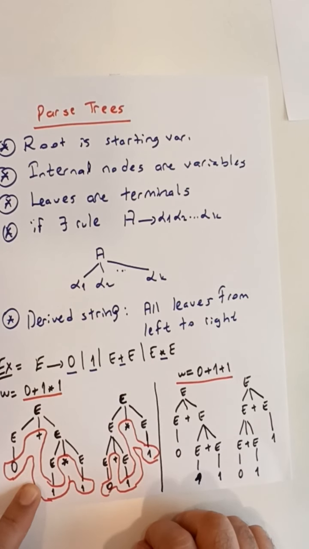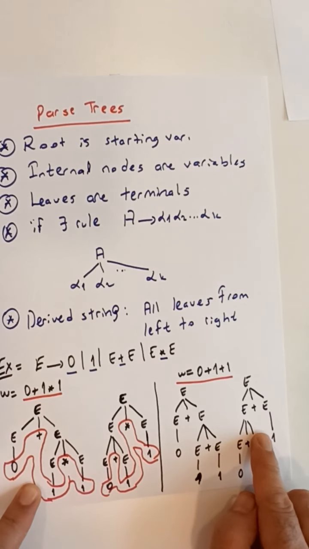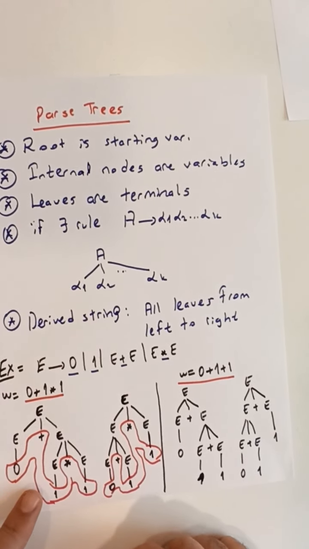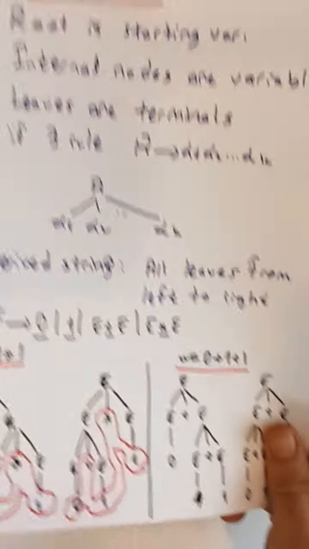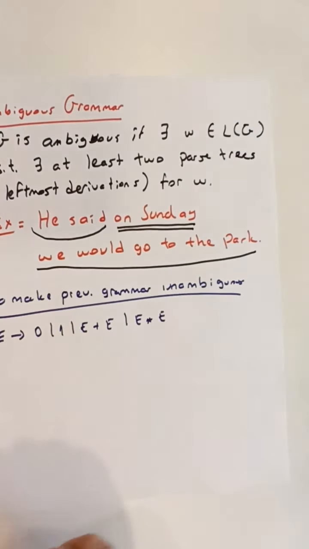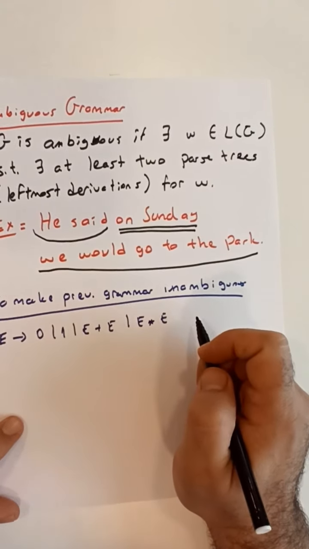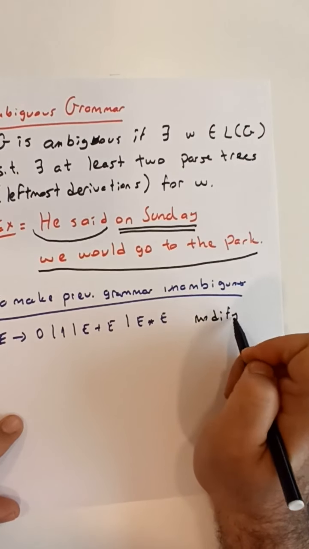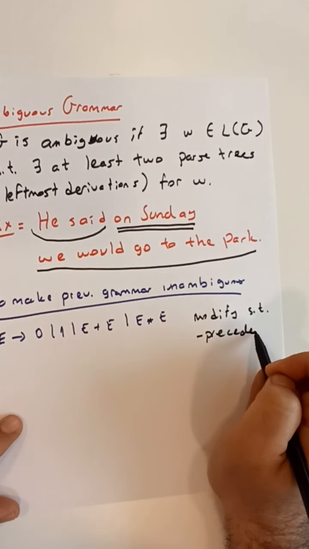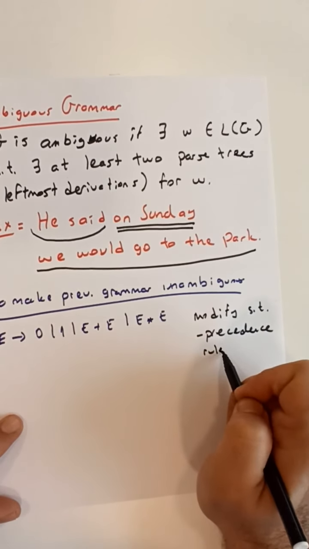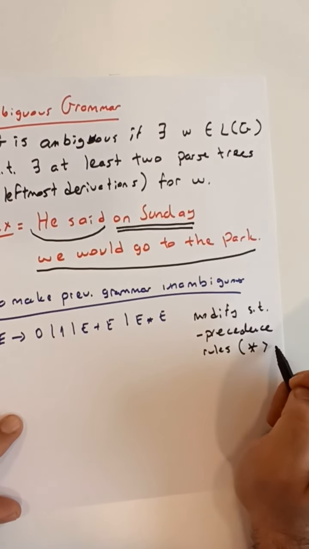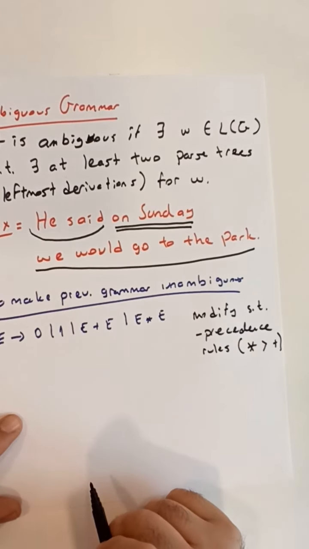And in terms of associativity, this one should be the right one because we want to apply left associativity for the same types of operations. So, can we modify this grammar such that we will have our precedence rules implemented within the grammar so that multiplication has higher precedence than addition.